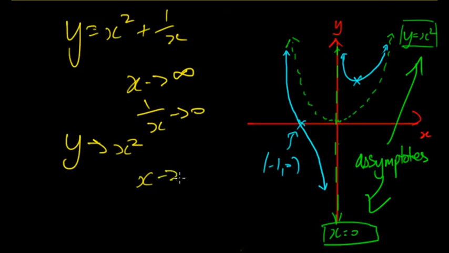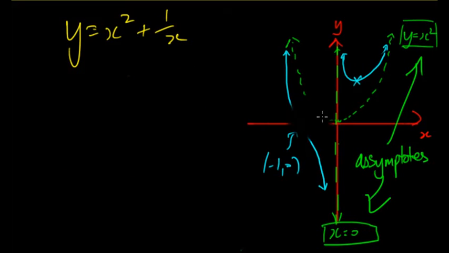What happens when x approaches 0? Well, 1 on x approaches infinity. As 1 on x approaches infinity, then y approaches infinity. So you can see that this graph here is going to approach infinity, so x is equal to 0 is going to be an asymptote.